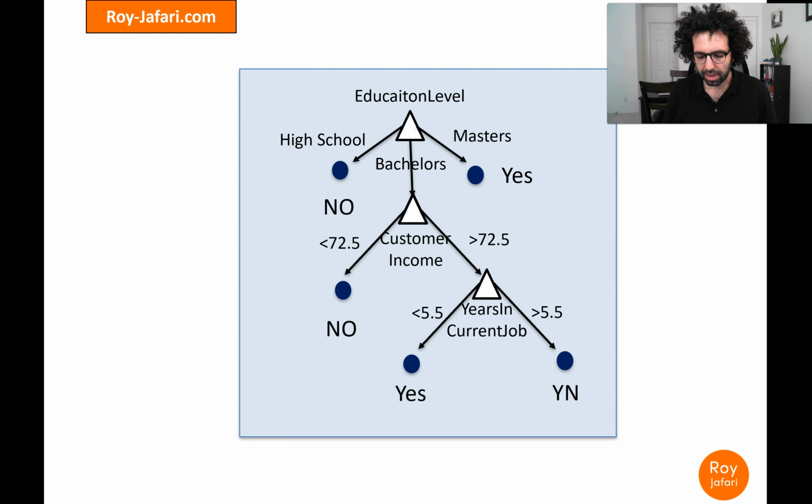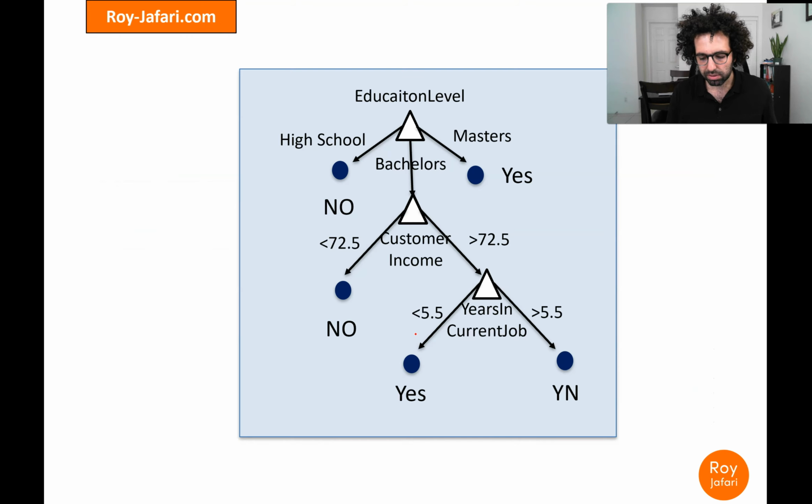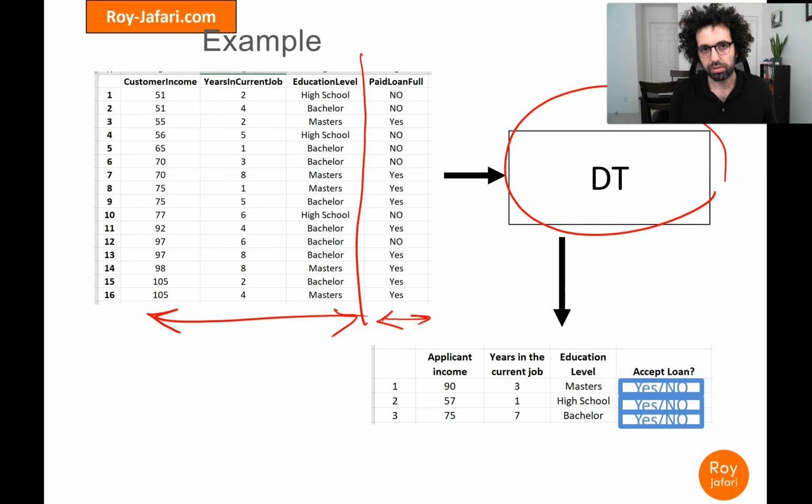This is an example of a decision tree. In this example, we've got 3 independent attributes and 1 dependent, or target, attribute. You can see, for example, that if the education level is master's, then we predict our target. If it's bachelor's, we have to look at the customer income. So you have a very simple, tree-like decision-making structure that has been created by going through this data.